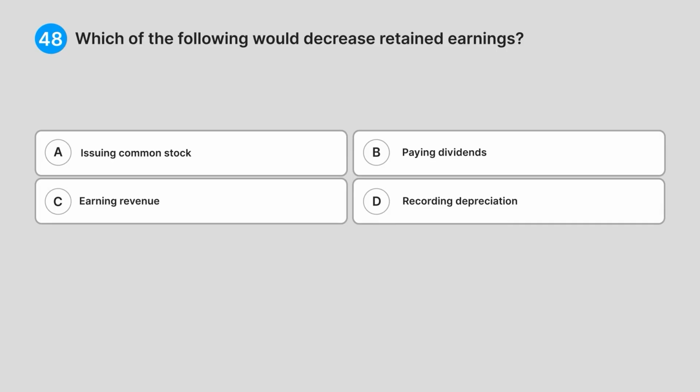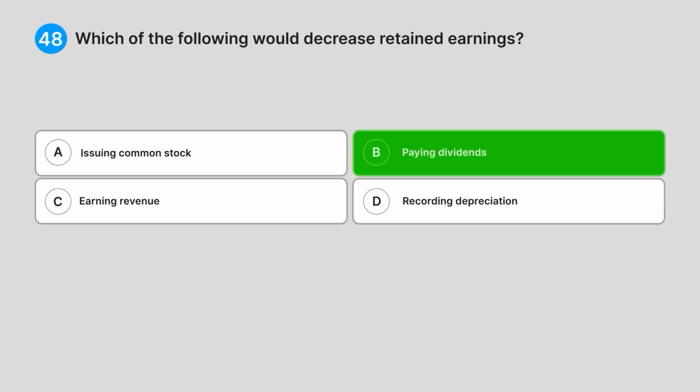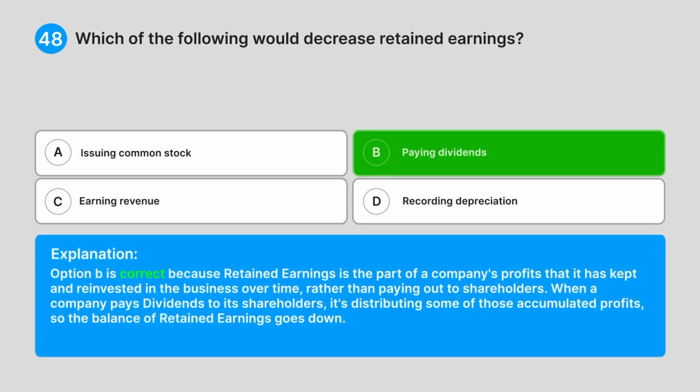Correct answer. B. Paying dividends. Explanation. Option B is correct because retained earnings is the part of a company's profits that it has kept and reinvested in the business over time, rather than paying out to shareholders. When a company pays dividends to its shareholders, it's distributing some of those accumulated profits, so the balance of retained earnings goes down.